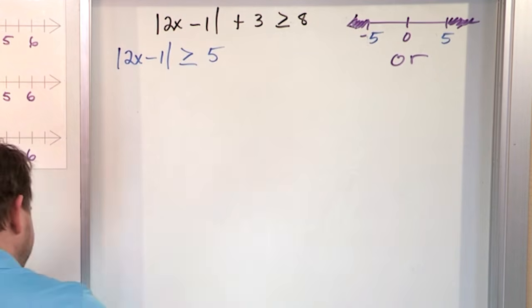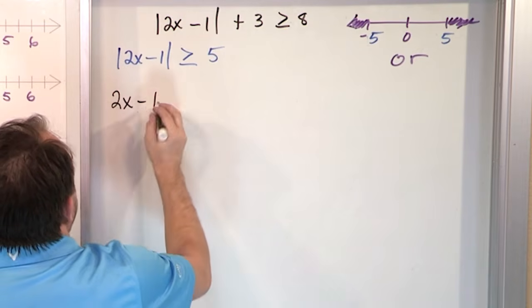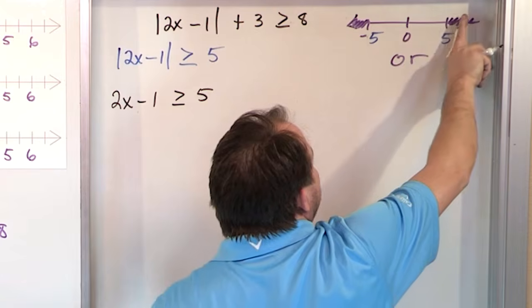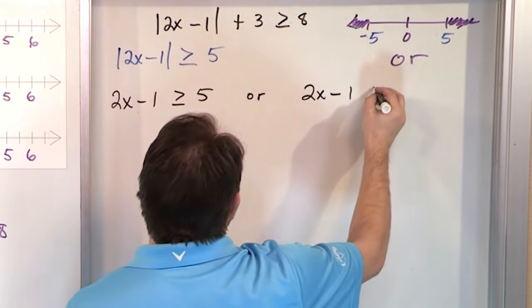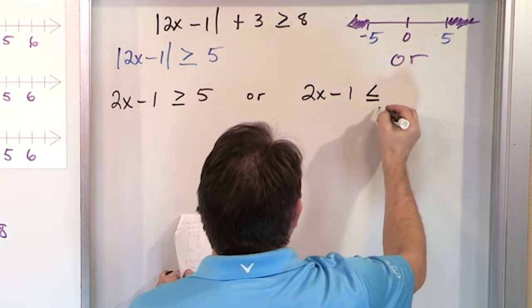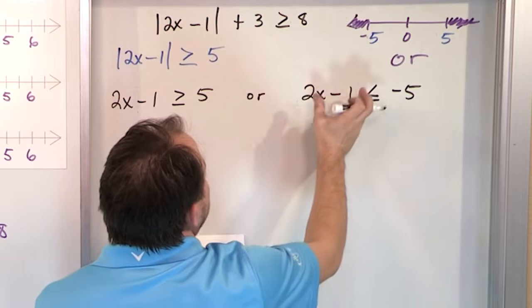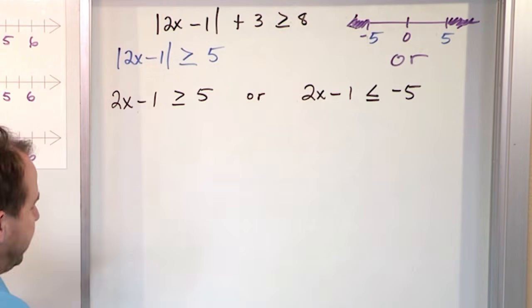So now we have to write the two inequalities that make that happen. It's going to be 2x minus 1 has to be greater than or equal to positive 5. That's going to be greater than 5 distance units over here, or 2x minus 1 has got to be less than or equal to -5 to give me all the distance units in the negative direction. This quantity has to be even more negative to be farther than 5 distance units in the negative direction.